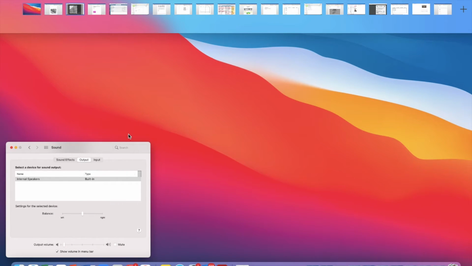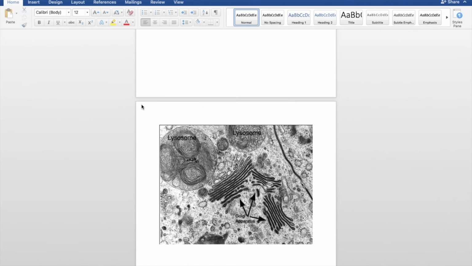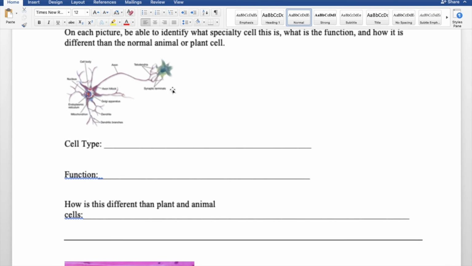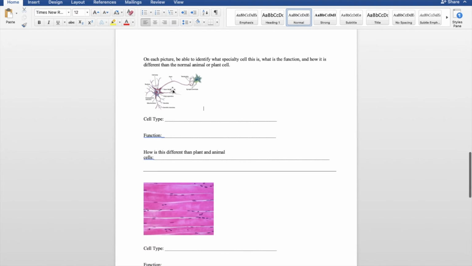Alright, and so now what I'm going to do is go through these one more time for you on your worksheet. So this is your neuron. As you can see, it's the cell type and the function, and how it's different from the plant and animal cell. As we talked about, there's a lot of smooth ER here comparatively to other cells because of that lipid and hormone production.